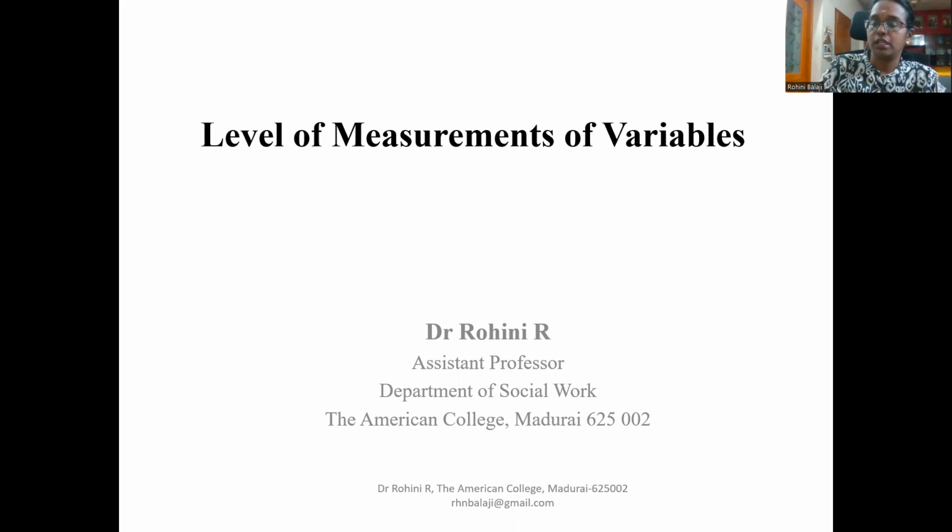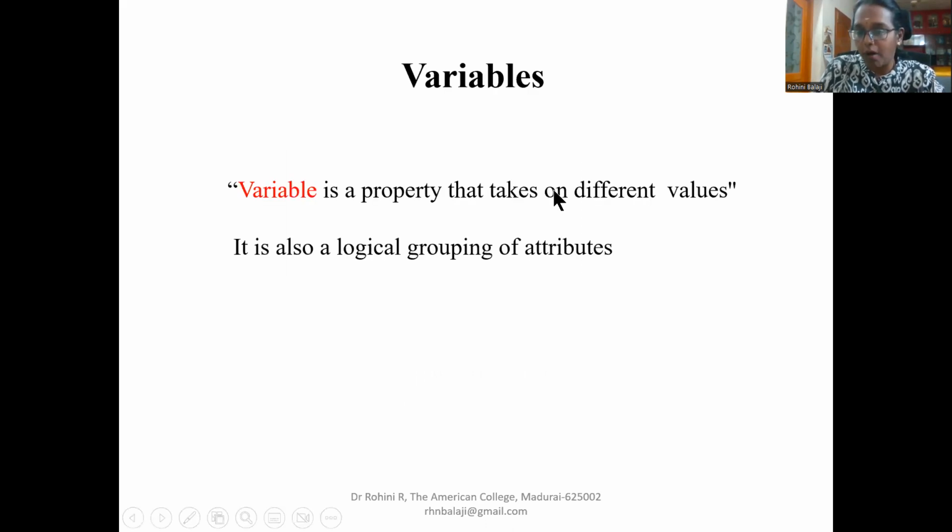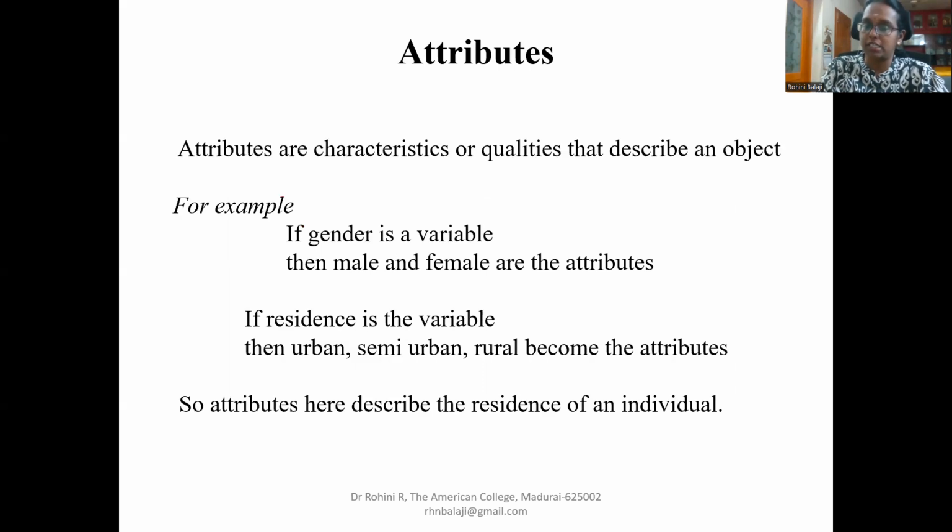In this research, the variables explain the characteristics of the place or the person or any influencing factors. The variable is a property that takes on different values which are considered to be measured in the particular research. It is said to be a logical grouping of attributes which is explaining the characteristics. Attributes are characteristics or qualities that describe an object.